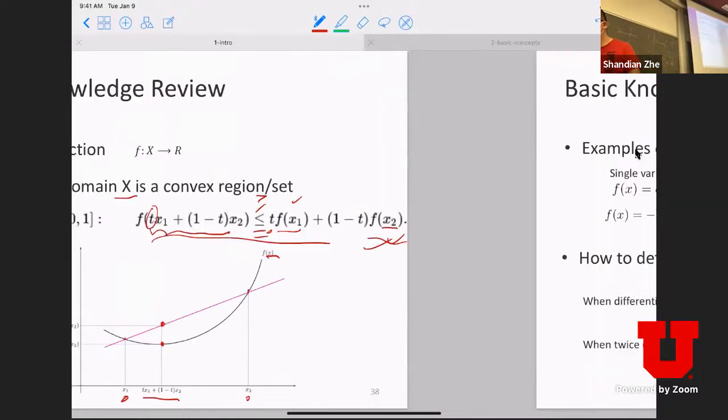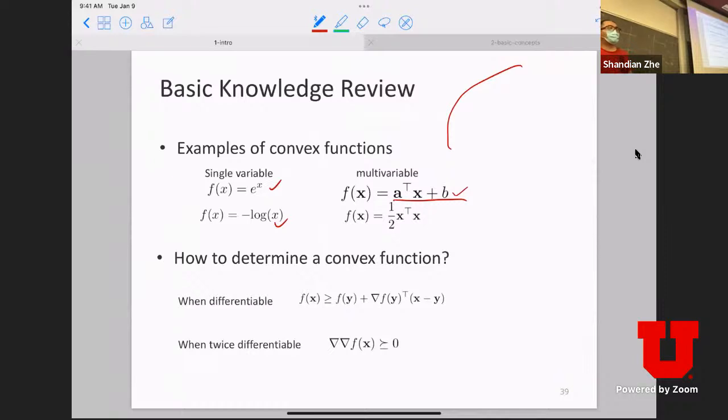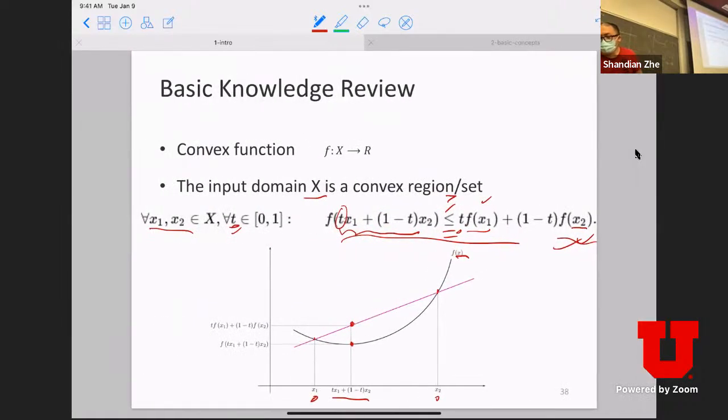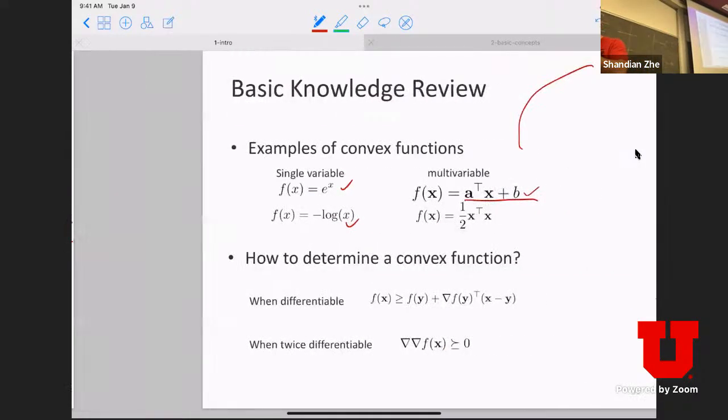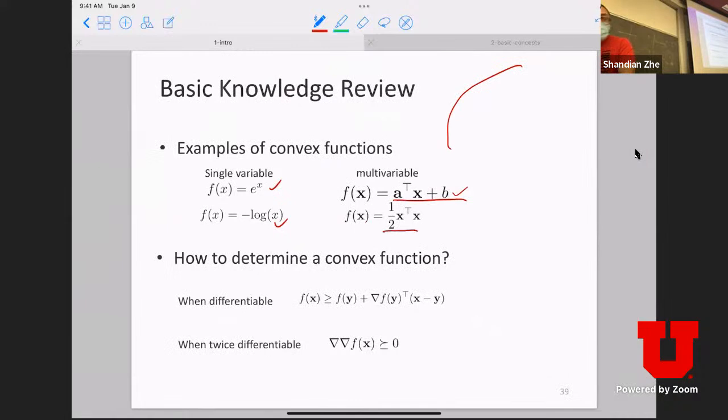And you might see some more definitions like strongly convex function, strongly concave function. They just mean that they do not allow the existence of equality, right? They put it strictly less than or strictly bigger than, then they call it strongly convex or strongly concave. And this guy, half x transpose x, is a very commonly used term in machine learning. This is a convex function.